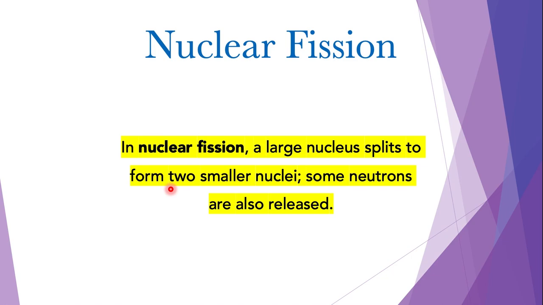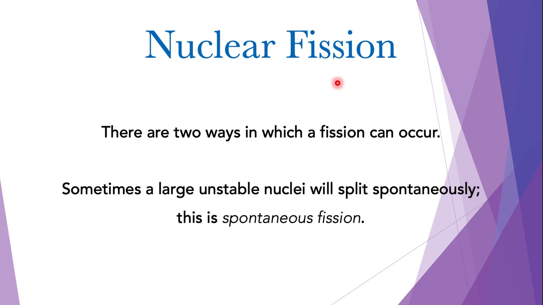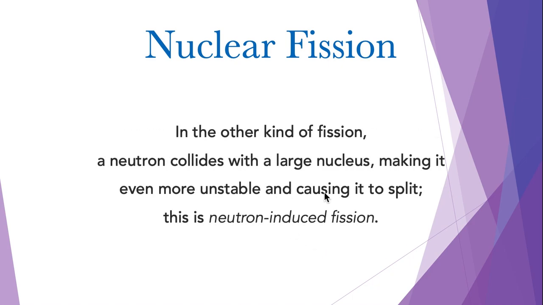The word fission means splitting. Think of a fissure, which is a large crack in a rock. There are two ways in which fission can occur. Sometimes a large unstable nucleus will split spontaneously. This is spontaneous fission. In the other kind of fission, a neutron collides with a large nucleus, making it even more unstable and causing it to split. This is neutron-induced fission. We're going to concentrate on this second mechanism because it is the one used in nuclear power stations and in nuclear bombs. So we ourselves induce fission using neutrons.